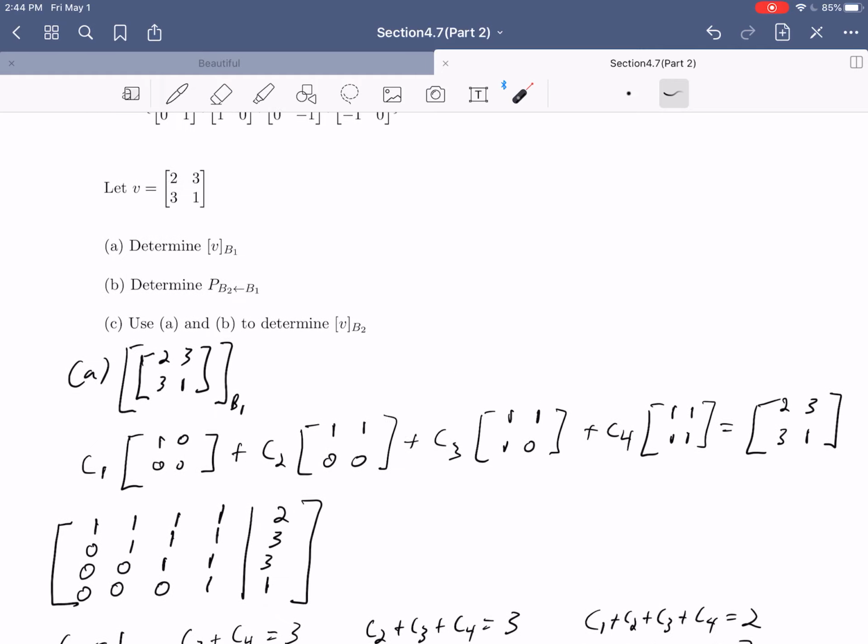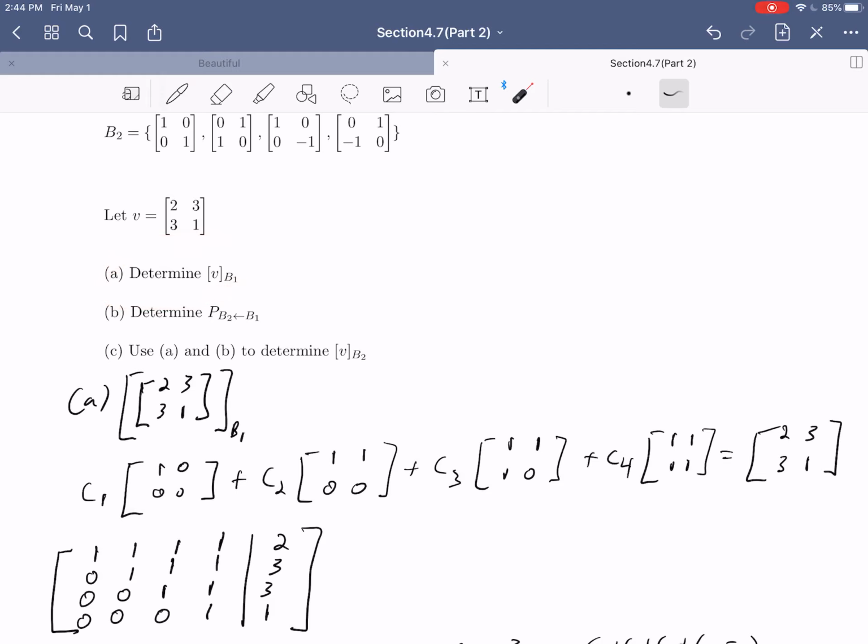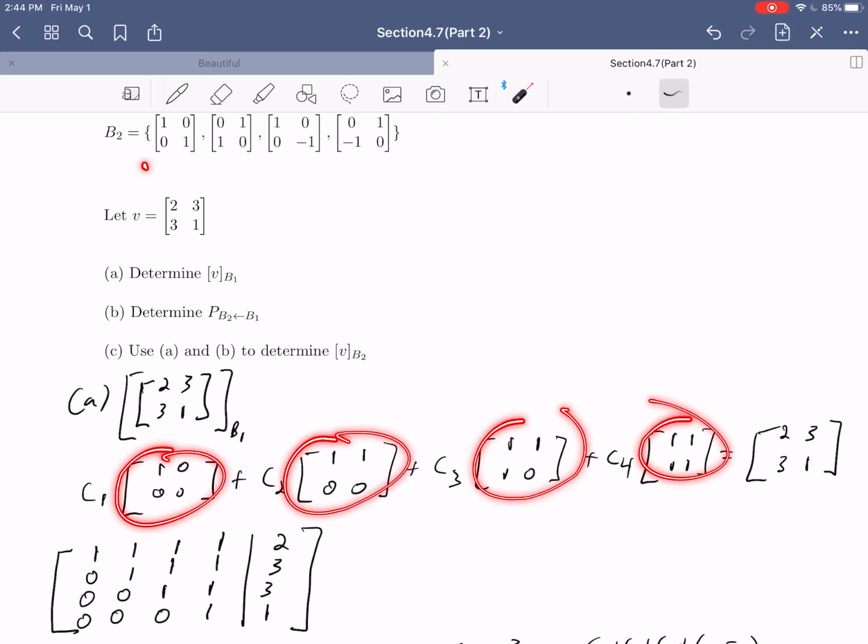Okay, so that was doing part A. We figured out how to represent this thing in terms of B1. Now, would it be hard to just jump ahead to C and do the same thing for this? No, absolutely not. We do the same thing, except we'd set these to be these here.